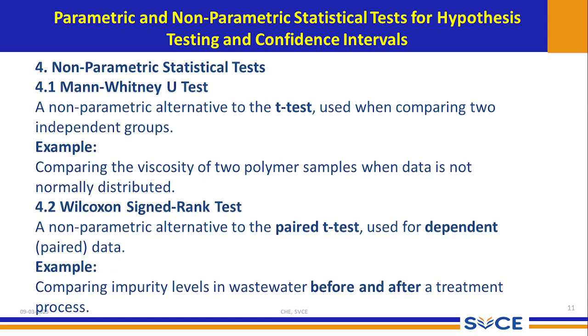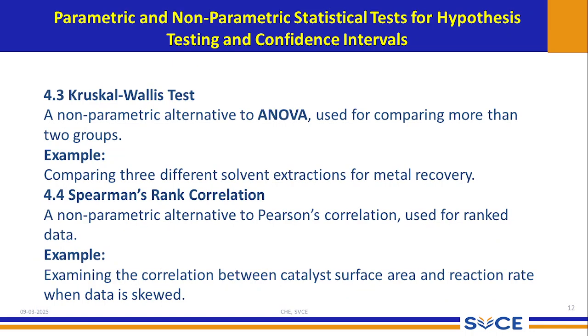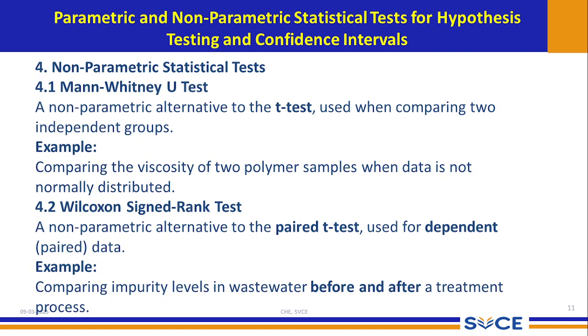And coming to the non-parametric statistical tests, the data does not have any assumption, does not fit into a Gaussian distribution, that is a normal distribution. So, for skewed data or outliers we will go for these tests. There are four tests mentioned here for non-parametric statistical tests. One is the Mann-Whitney U test, the second is the Wilcoxon signed rank test, the third one is the Kruskal-Wallis test, and the fourth one is Spearman's rank correlation test.